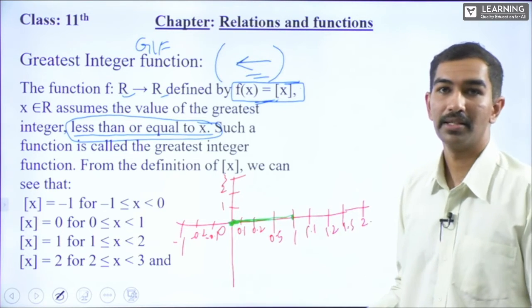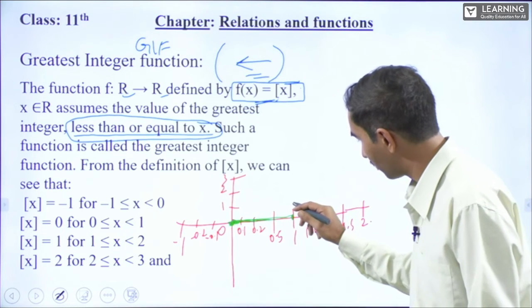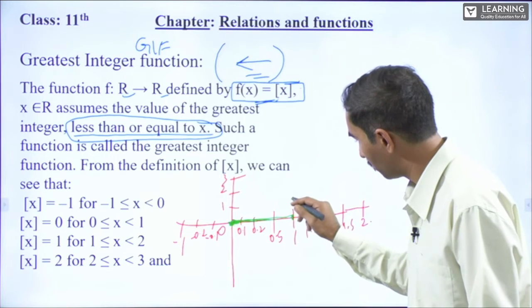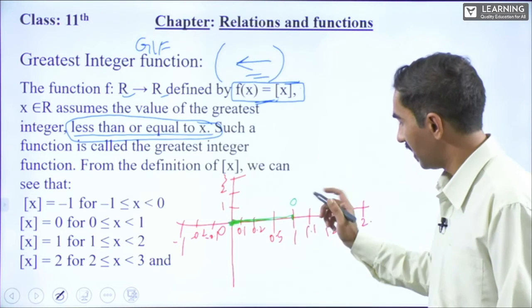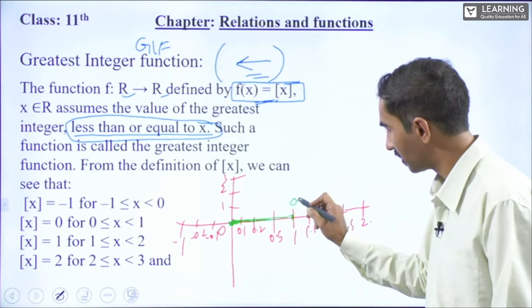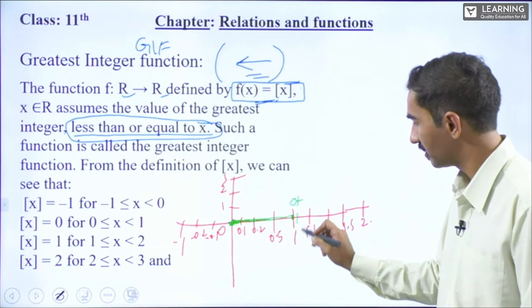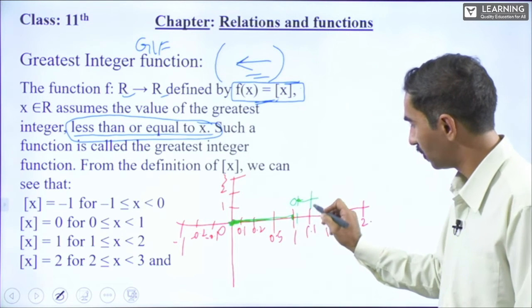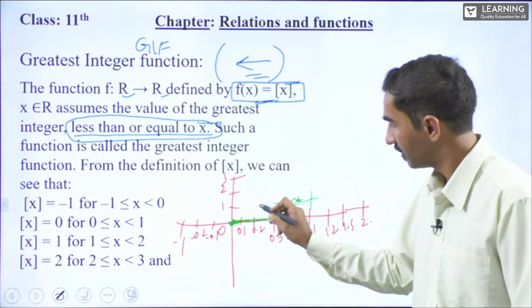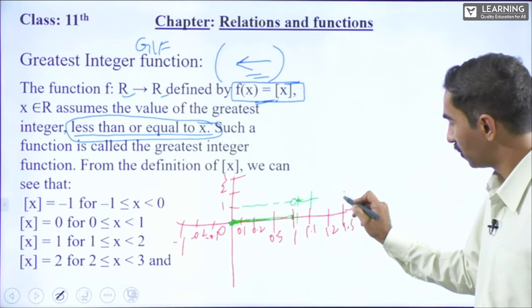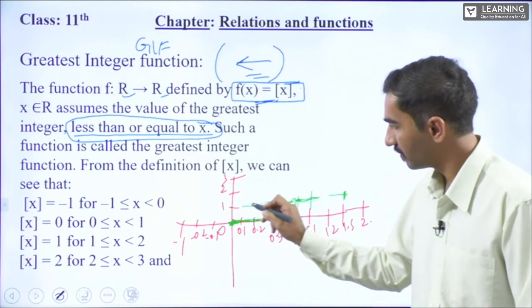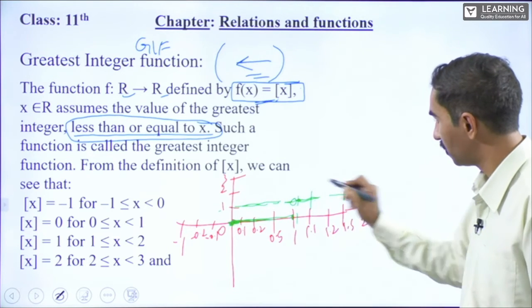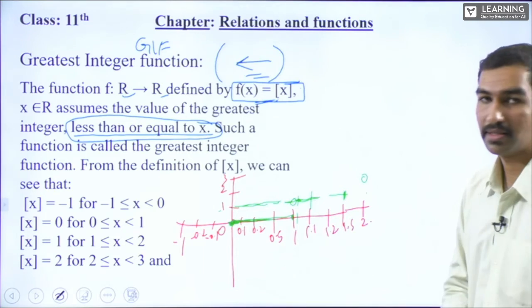Greatest integer function: at x is equal to 1, y is equal to 1. So we'll put a hollow circle there. x is equal to 1.1, so this point is 1.1, right? See here. At x is equal to 1.1, what is y? y is equal to 1. x is equal to 1.5, what is y? y is still equal to 1. At x is equal to 2, y will be equal to 2, like this.